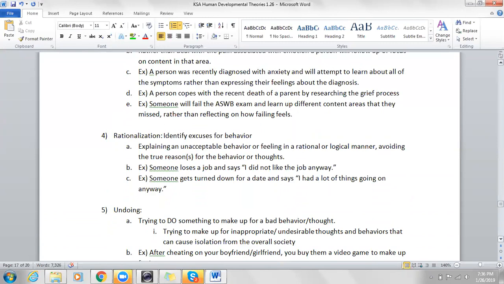Rationalization. Think about the word rational. Someone is trying to get rational about what is currently going on in their situation. So this is explaining an unacceptable behavior or feeling in an irrational or logical manner, avoiding the true reasons for a behavior, such as someone loses a job and says, I didn't like that job anyway. Or someone gets turned down for a date and says, I have a lot of things going on anyway, type deal. So you try to rationalize rather than actually say, wow, I took a loss.